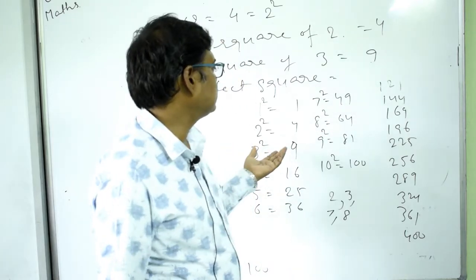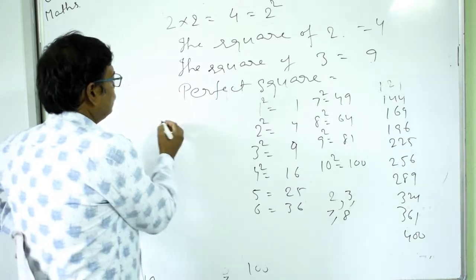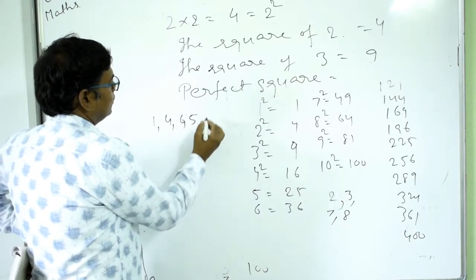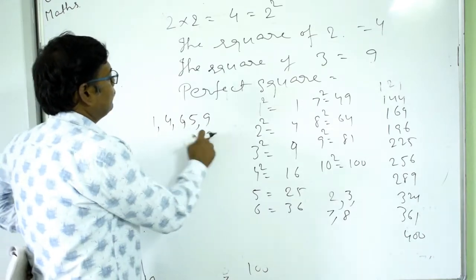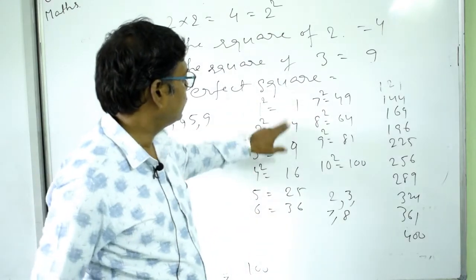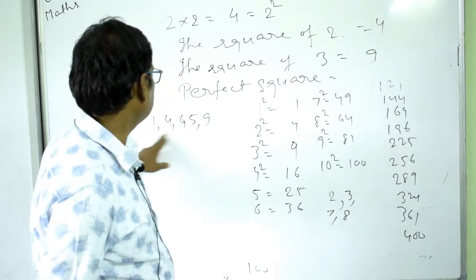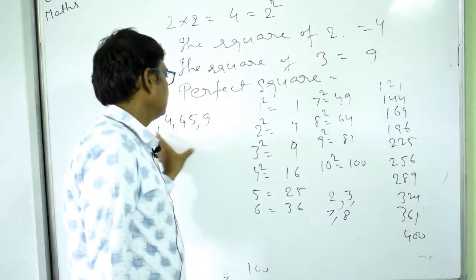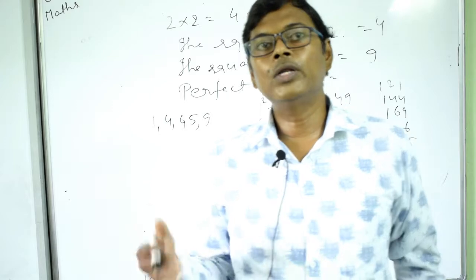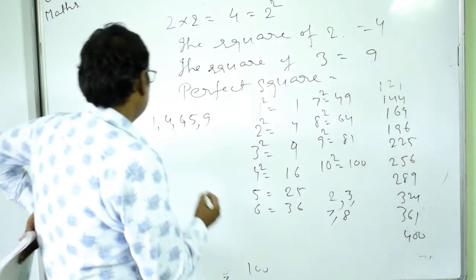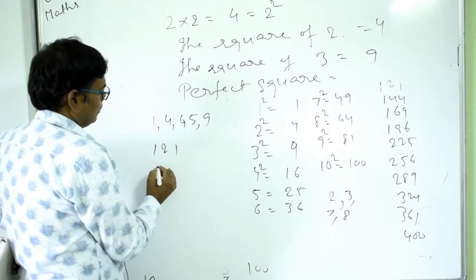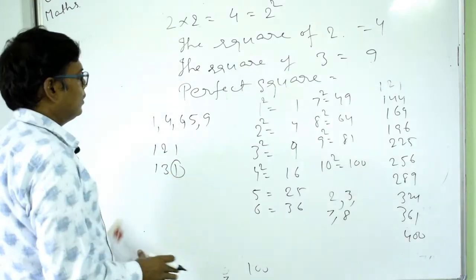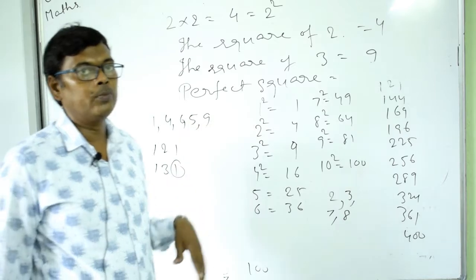The other property is that if a number has the digits 1, 4, 6, 5, 9 at the ones place, then it may or may not be a perfect square. For example, 121 is a perfect square, but 131, which again has 1 at the ones place, is not a perfect square. So you cannot be sure; it may or may not be a perfect square.